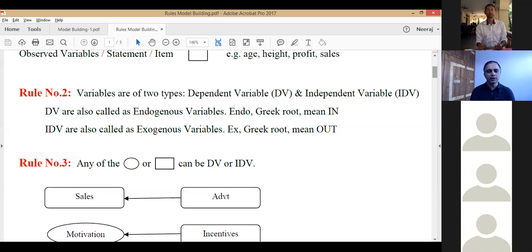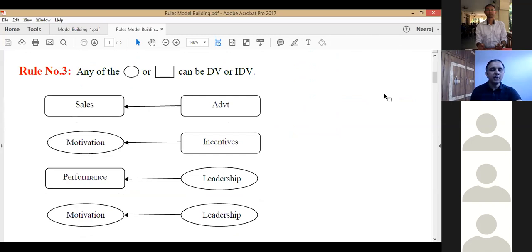But in the majority of cases, at least in management, commerce, engineering, we know these are dependent, these are independent. I want you to just remember there is another word for dependent variable. They are called endogenous. Endo is a Greek root meaning in, and exo means out. So exogenous variables are independent variables and endogenous variables are dependent variables. So we represent this in a diagram in the form of an arrow. The head of the arrow is always turned towards the dependent variable.